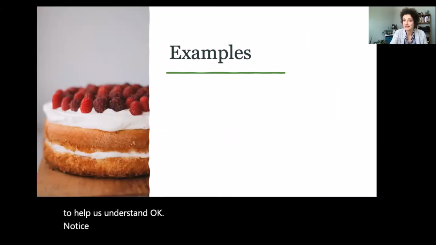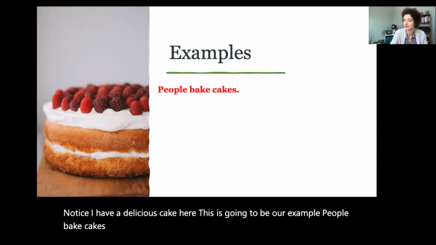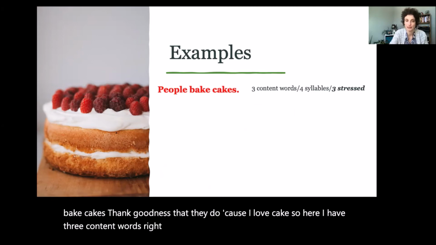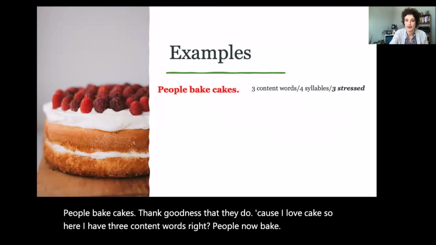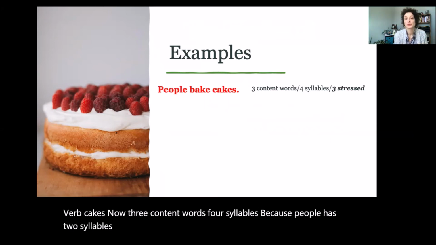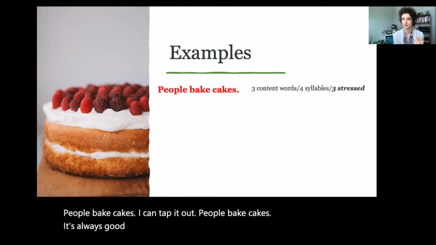Notice I have a delicious cake here. This is going to be our example. People bake cakes. Thank goodness that they do, because I love cake. So here I have three content words: people, noun; bake, verb; cakes, noun. Three content words, four syllables, because people has two syllables. Three stressed syllables though. People bake cakes. I can tap it out. People bake cakes. It's always good to feel the rhythm.